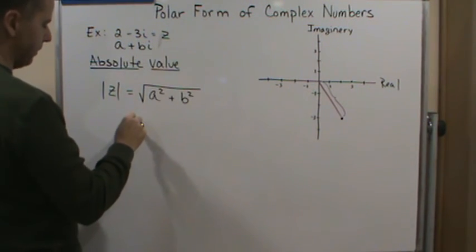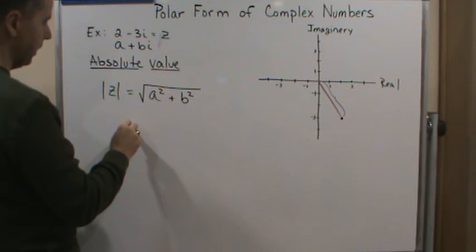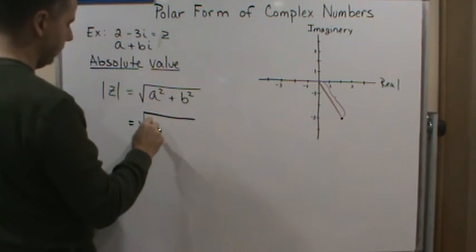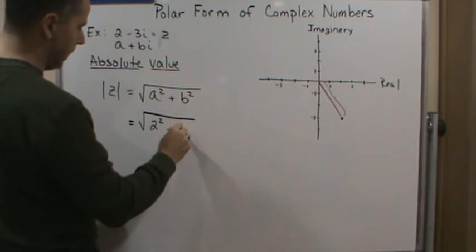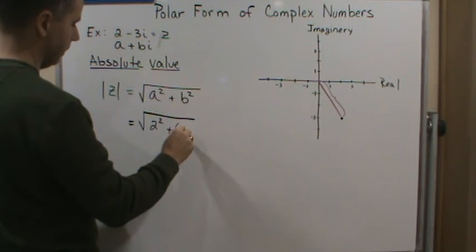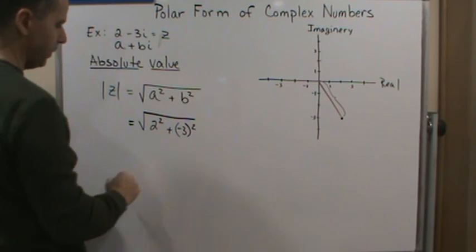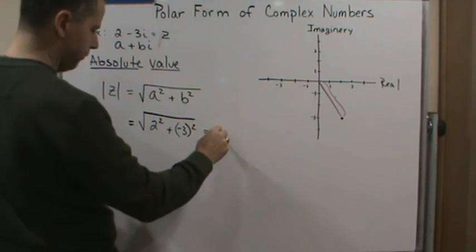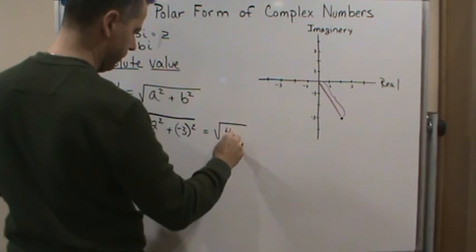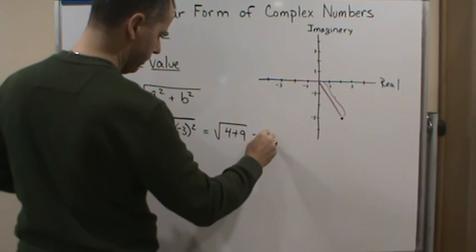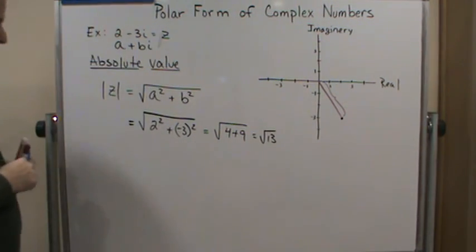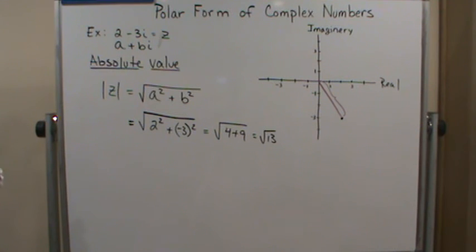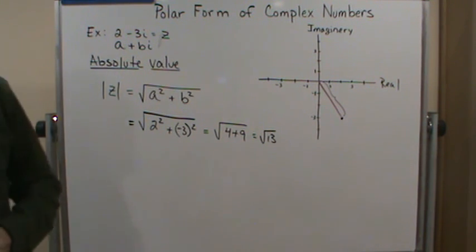So, for example, if I wanted to find the magnitude of this complex number z, then I would just put in 2 squared plus negative 3 squared, which would give me the square root of 13. And that would be the absolute value of the complex number, or what we call the magnitude. And of course, we use the absolute value symbols for that.